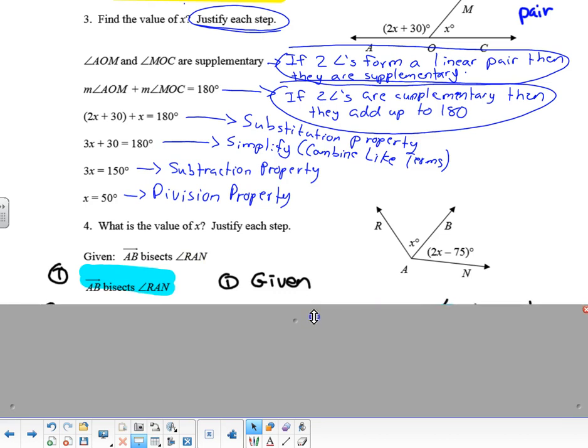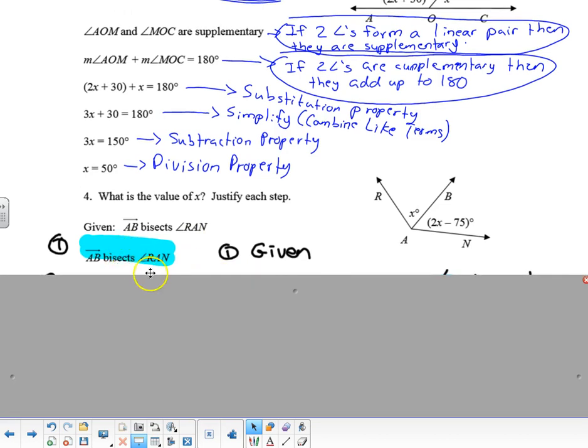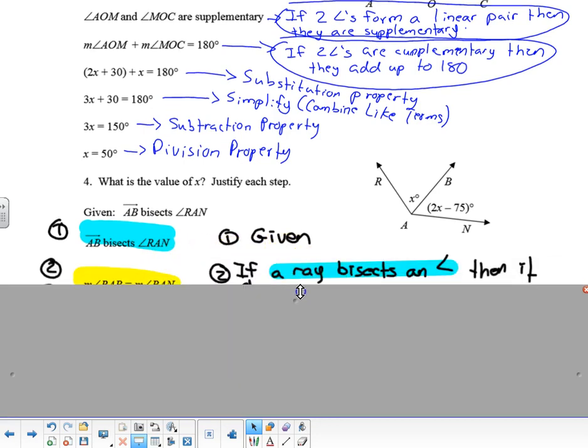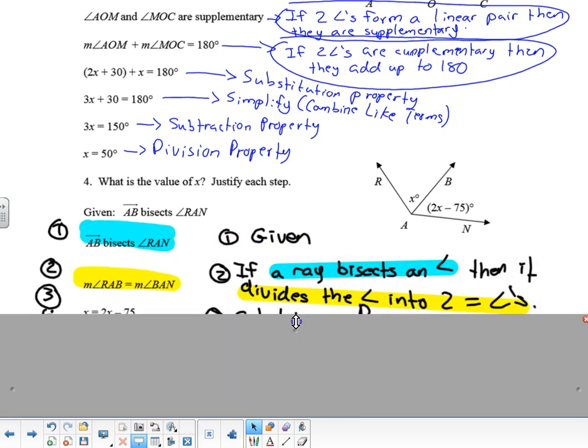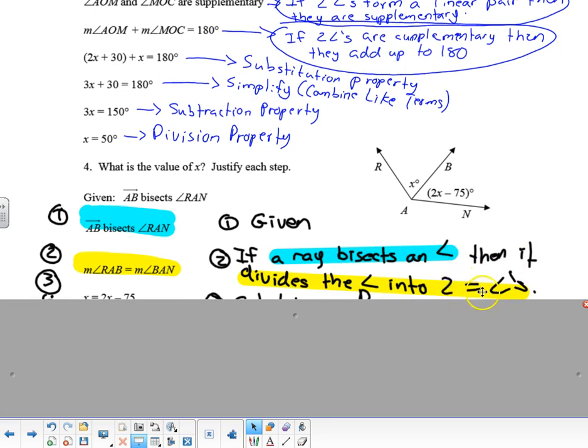So first of all, we start off with our given. Ray AB bisects angle RAN. That's given. Okay. And we say the measure of angle RAB equals the measure of angle BAN. If a ray bisects an angle, then it divides it into two equal angles.